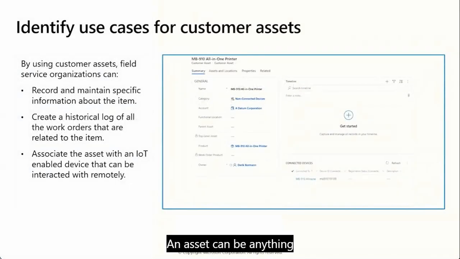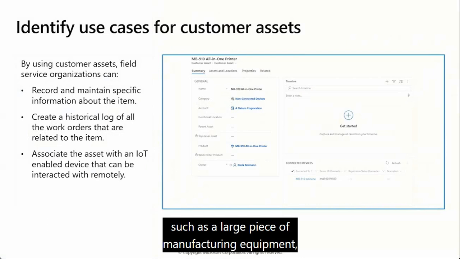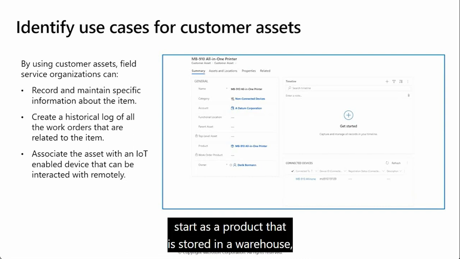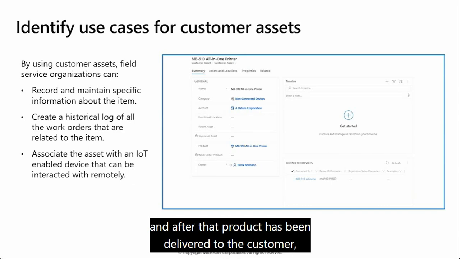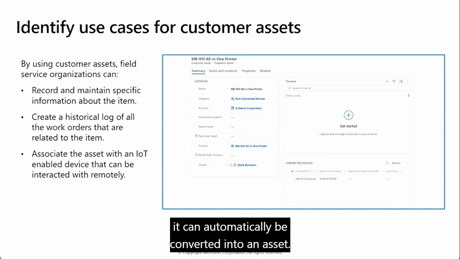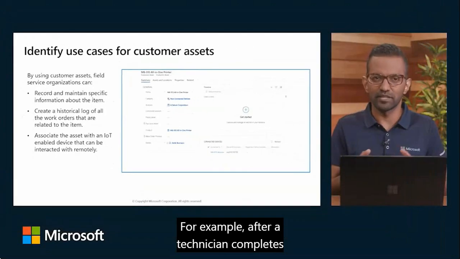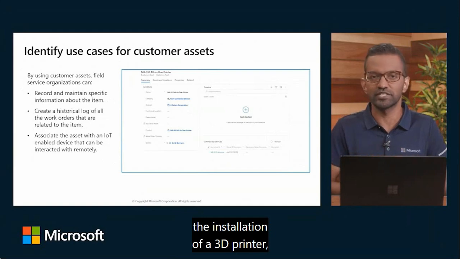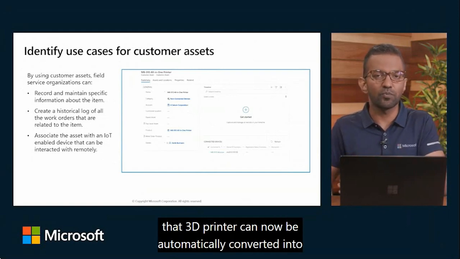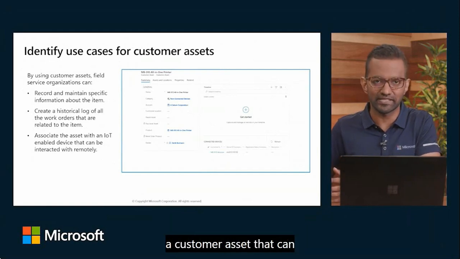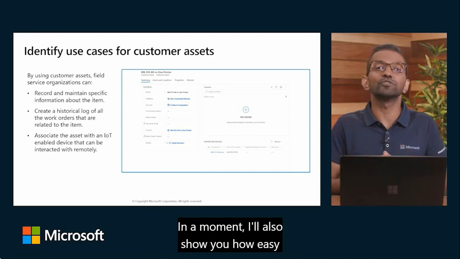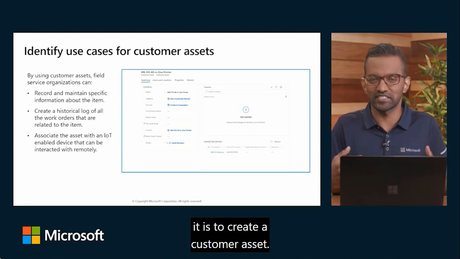An asset can be anything such as a large piece of manufacturing equipment, technology, an appliance, maybe an air conditioner. Many times, a customer asset will start as a product that is stored in a warehouse. And after that product has been delivered to the customer, it can automatically be converted into an asset. For example, after a technician completes a work order that includes the installation of a 3D printer, that 3D printer can now be automatically converted into a customer asset that can have work orders associated with it in the future. In a moment, I'll also show you how easy it is to create a customer asset.